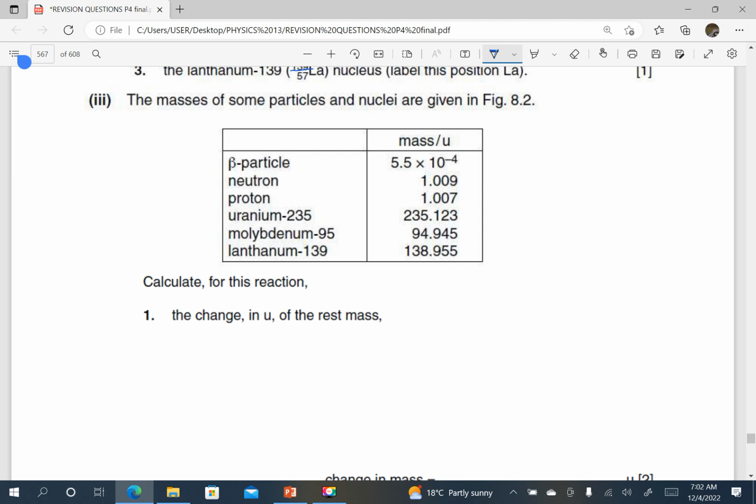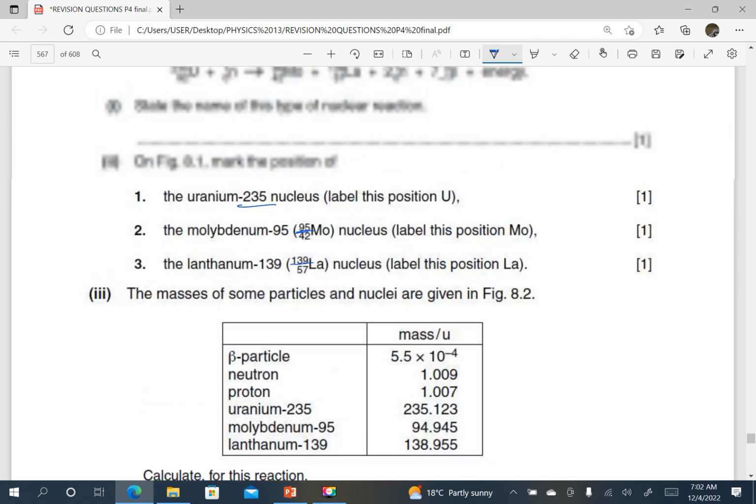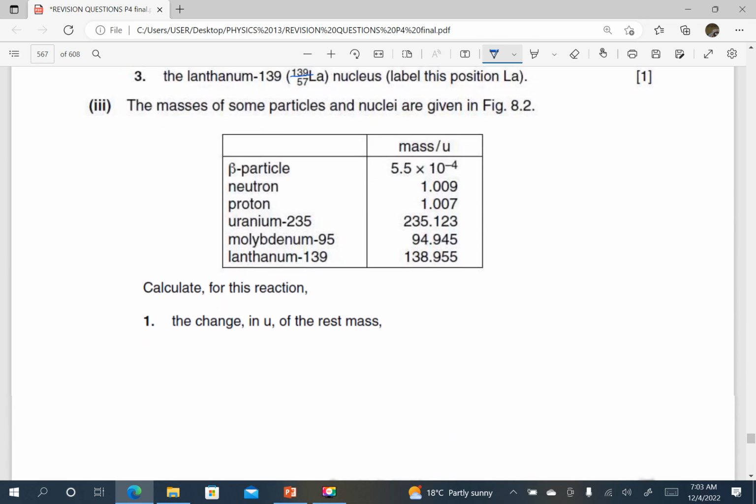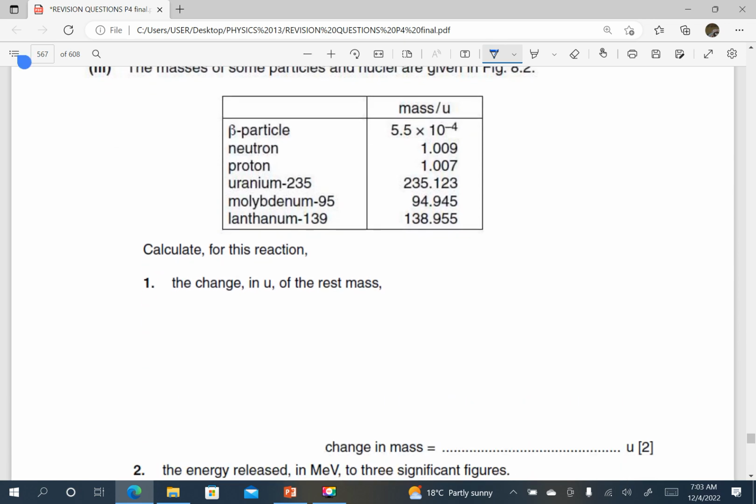The masses of some particles and nuclei are given in the figure. So they've given us the beta particle, neutron, proton, uranium, molybdenum, lanthanum. Calculate for this reaction the change in u of the rest mass. The change in u. Remember the equation? On the left we have uranium and the neutron, then we have Mo, La, 2 neutrons and the beta particles.